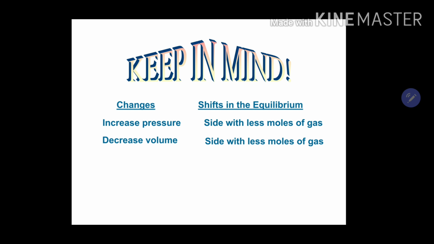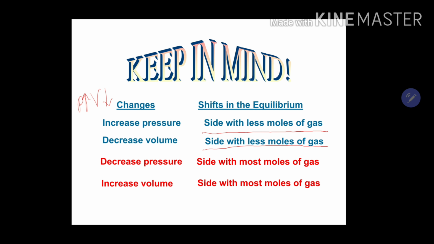If we increase the pressure or decrease the volume, actually this is the same thing. When the pressure increases, the volume will be decreased, so it will shift to the side with fewer moles. If we decrease the pressure or increase the volume, the pressure decreases and the volume will increase, so the system will shift to the side with more moles.